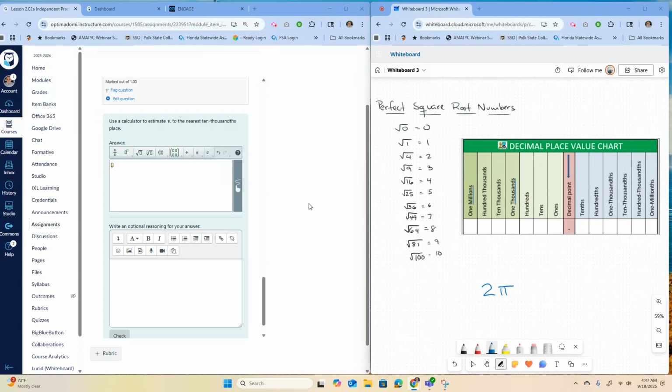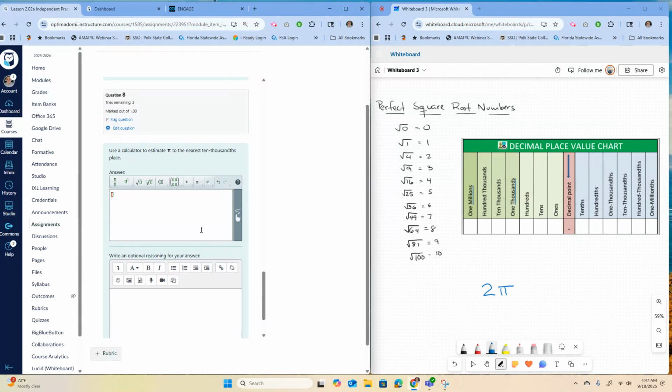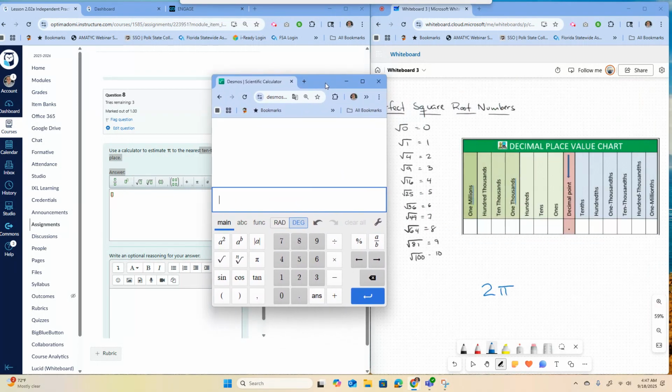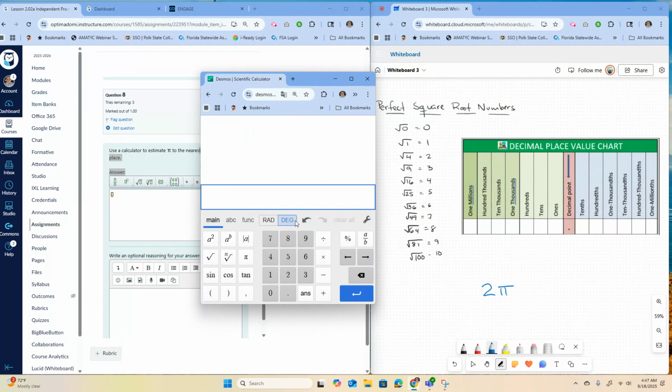Okay, here's problem number 8. And they ask you to use the calculator. I've been using the calculator all the time. I suggest you do the same, okay? And they ask you to round pi to the nearest 10,000ths, okay? But instead of using pi, I'm going to use 2 pi. So you can do this one on your own. You're going to take the calculator, and I'm going to type 2 pi in the calculator. So 2, and here's the pi symbol. Just type it in, and look at the answer.